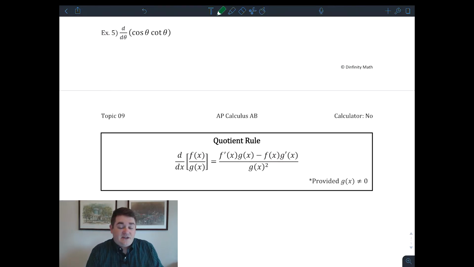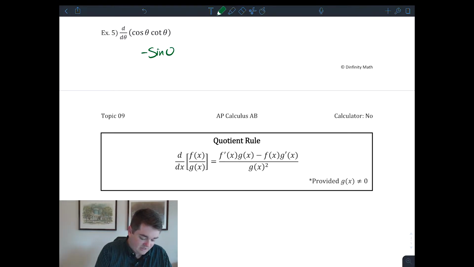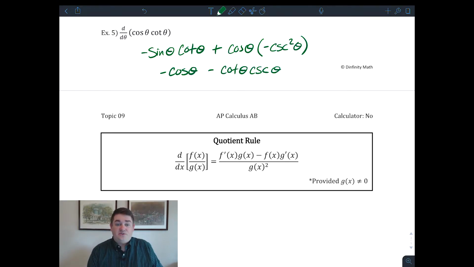Example 5, d d theta, take the derivative with respect to theta of cosine theta times cotangent theta. So a good opportunity to practice the trig derivatives from topic 8. The derivative of cosine theta is negative sine theta times cotangent theta plus cosine theta times the derivative of cotangent theta, which is negative cosecant squared theta. And using my basic trig rules, I know that sine times cotangent is cosine, and cosine times cosecant squared is cotangent times cosecant.